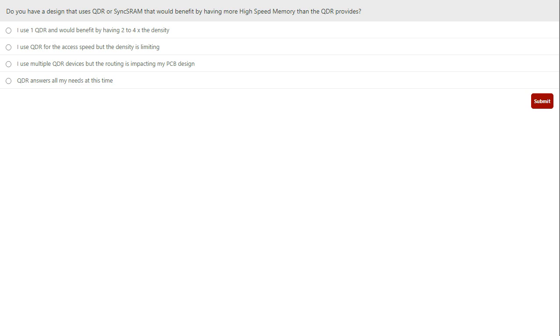So our second question for you: do you have a design that uses QDR or sync SRAM that would benefit by having more high-speed memory than the QDR provides? Your answers here can be: I use one QDR and would benefit by having 2 to 4 times the density. I use QDR for the access speed, but the density is limiting. I use multiple QDR devices, but the routing is impacting my PCB design. Or your final answer, QDR answers all my needs at this time.